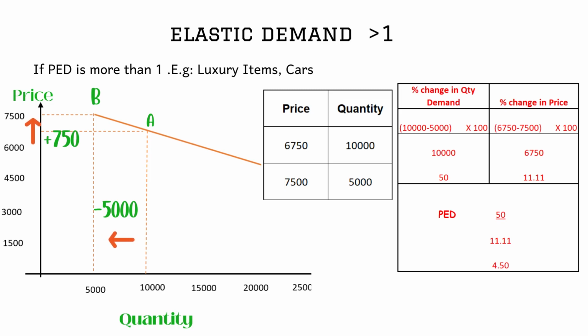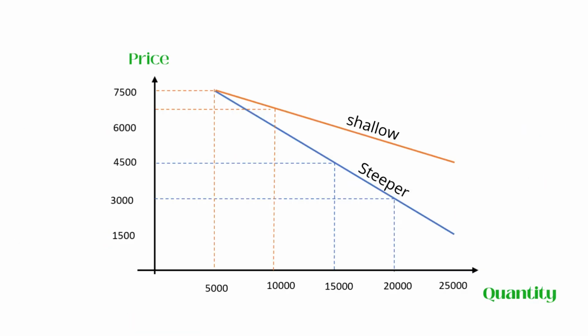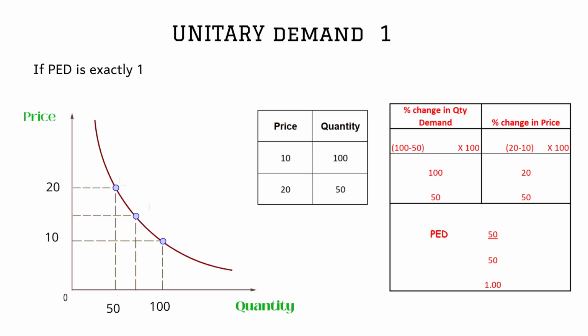For elastic products, price elasticity of demand is more than 1. A small price change will result in a huge change in quantity demanded. Example, luxury items. For an inelastic product, the curve will be steeper, whereas for elastic demand, the curve will be shallow. The elasticity of a product keeps changing with the change in price. Elasticity is not constant at each point.